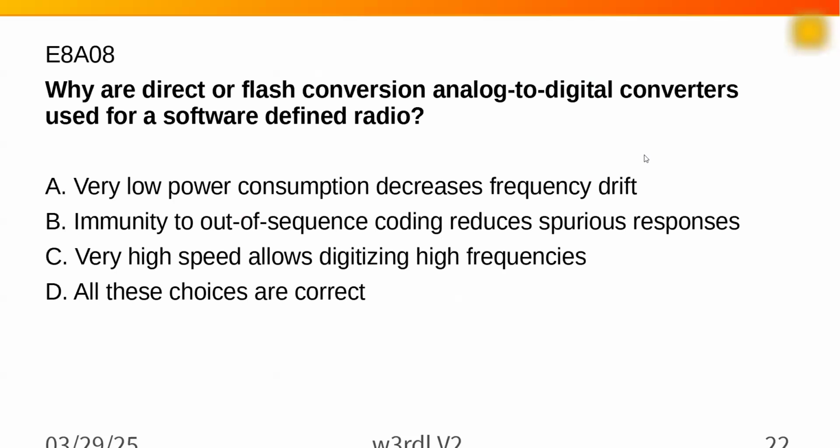So why are direct or flash conversion A to D converters used for a software-defined radio? Because the only delay is the delay time through those gates. Whereas with successive approximation, if you had a 20-bit, then you've got to go through 20 steps.